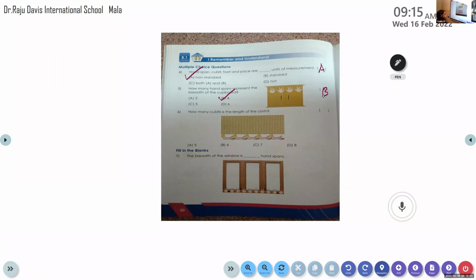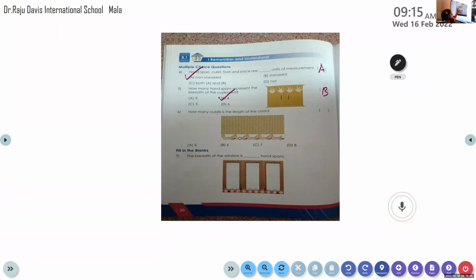Now, question number 6. How many cubits is the length of the cloth? Option A, 5. Option B, 6. Option C, 7. Option D, 8. Which is the correct answer, Rifa? How many cubits? Count and tell me how many cubits.